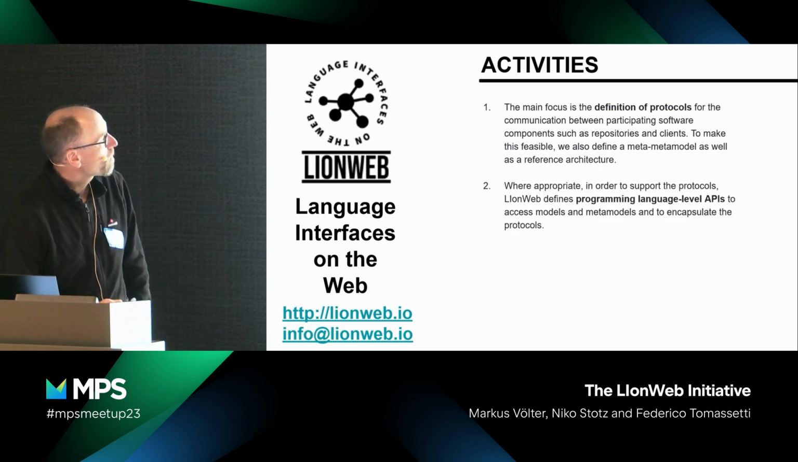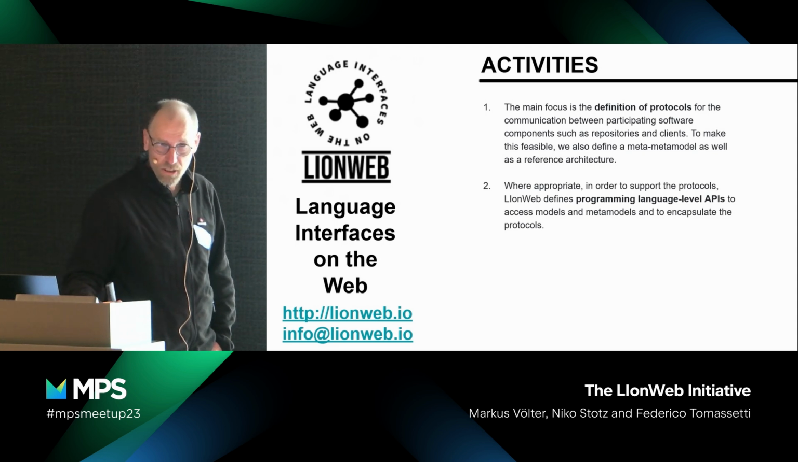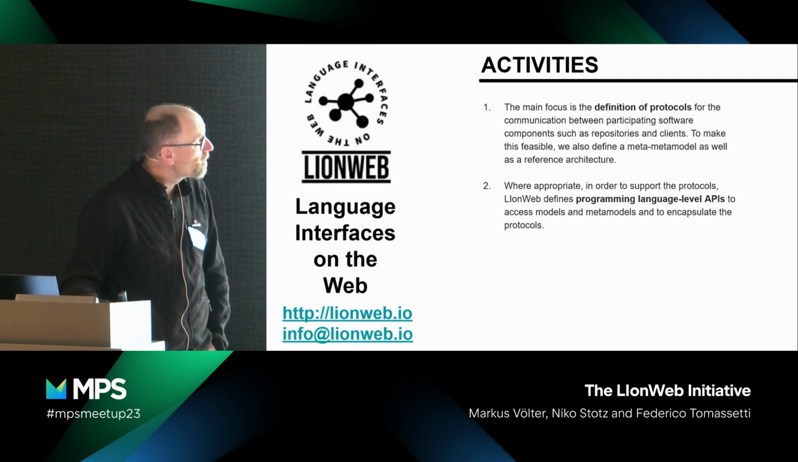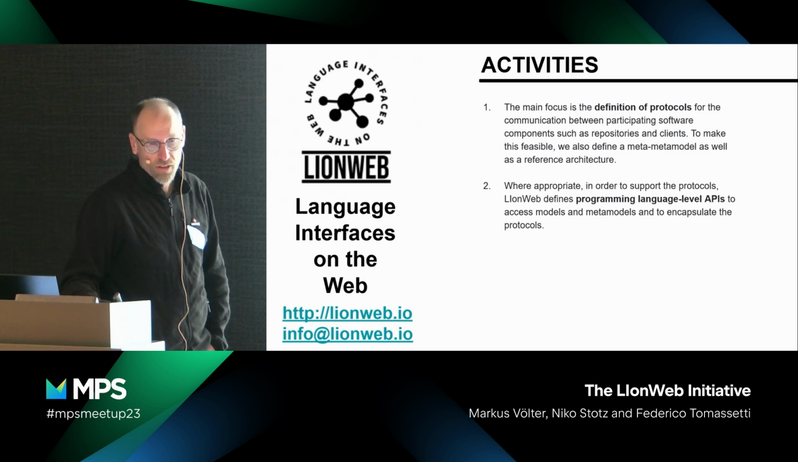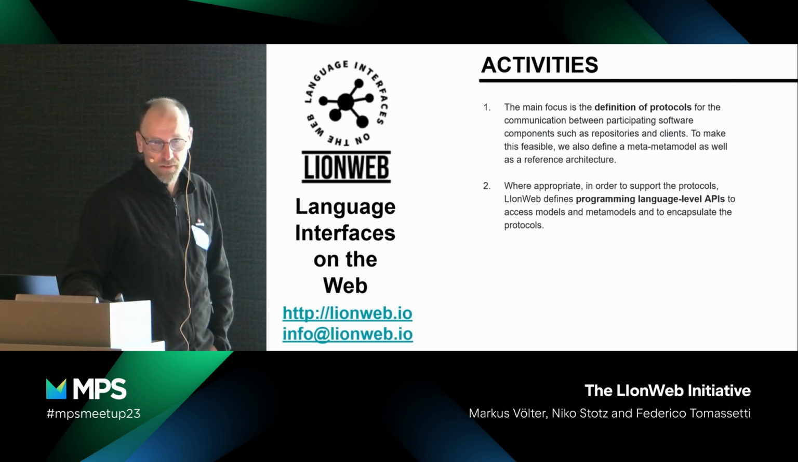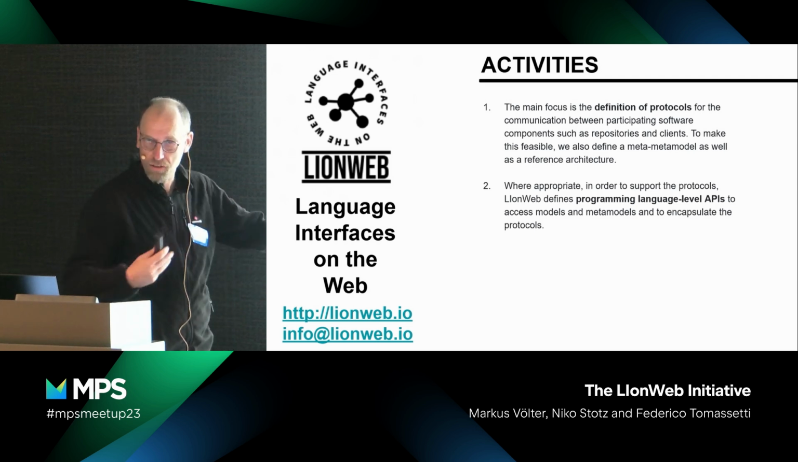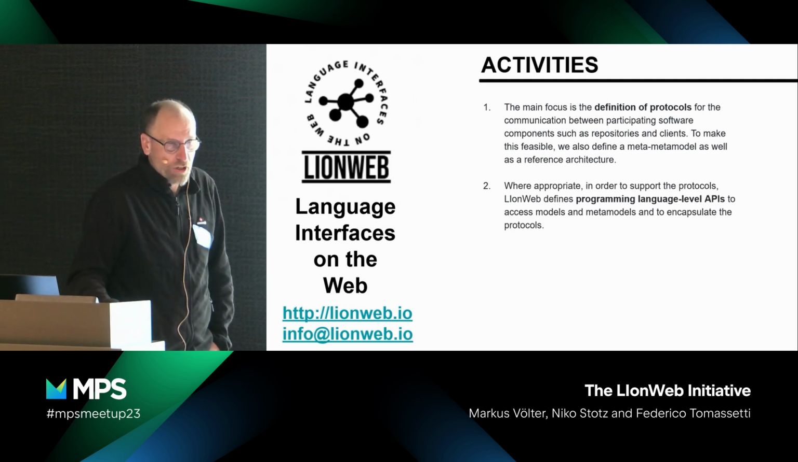Second priority is that we're also defining programming language level APIs, basically bindings. How do you access models once you receive them through a LIonWeb protocol? Although this is clearly a second priority. We are actually quite busy defining the protocols. So the programming language level stuff definitely plays second fiddle, but we have to build these APIs anyway to be able to test things. So why not at least put them in some kind of repository as an example implementation of how you would do it.